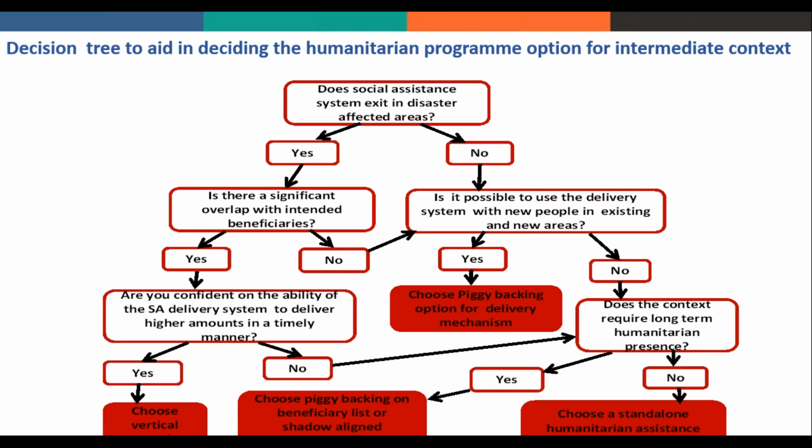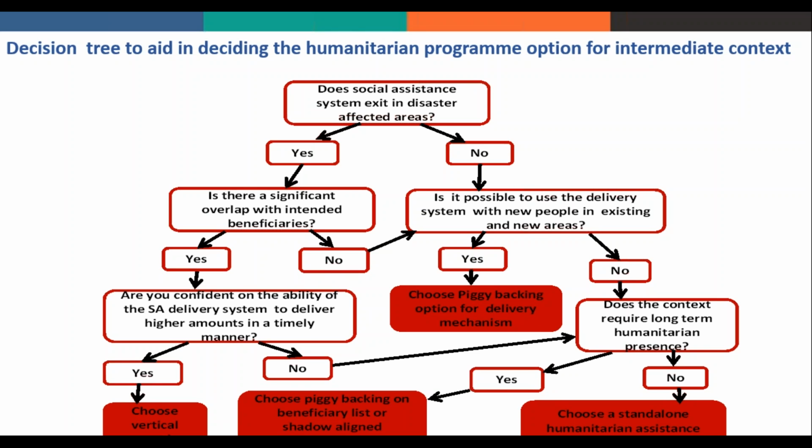The starting point in this kind of context is to understand whether there is a social assistance system in the disaster-affected areas. If it does exist, the next question is: is there a significant overlap in intended beneficiaries of a humanitarian response? If there is, we might go further to check whether the social assistance delivery system is able to deliver higher amounts in a timely manner, and more frequently. If the answer is yes, then we might choose vertical expansion or vertical scale up.